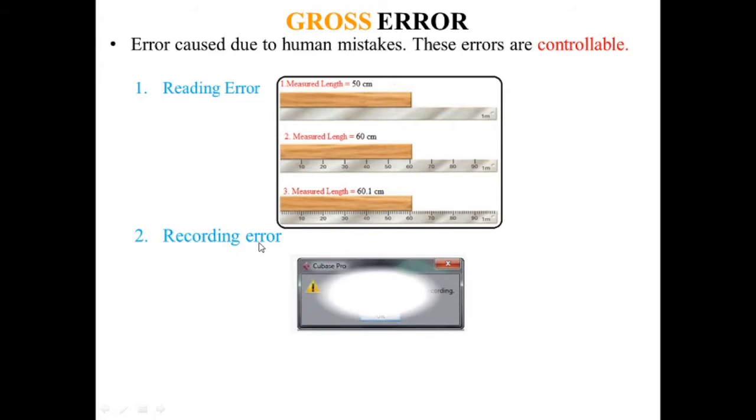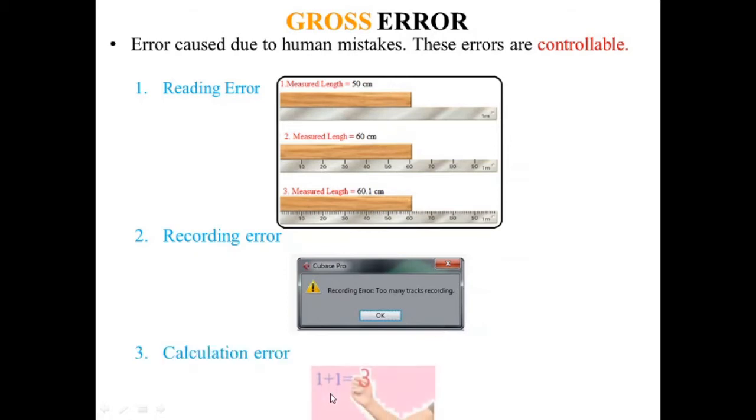The second one is the recording error. This recording error is caused because of too many tracks, if you are taking them at the same time for the purpose of recording, then there is a chance of recording error. That can also be avoided by taking only one track for the recording at that instant of time. The third one is the calculation error.